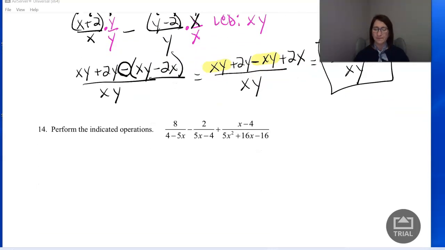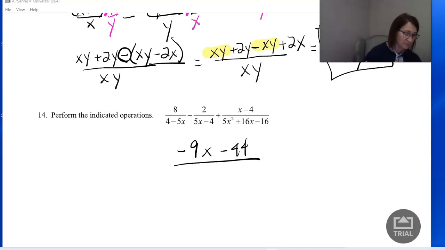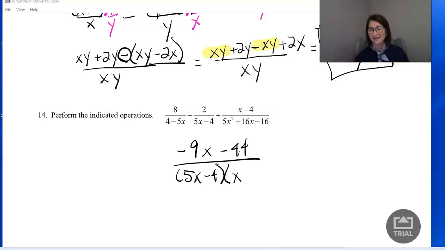All right. The answer for number 14, should you want to give it a try, is negative 9x minus 44 over, oh, could I just understand my writing? Yes, 5x minus 4 and x plus 4.